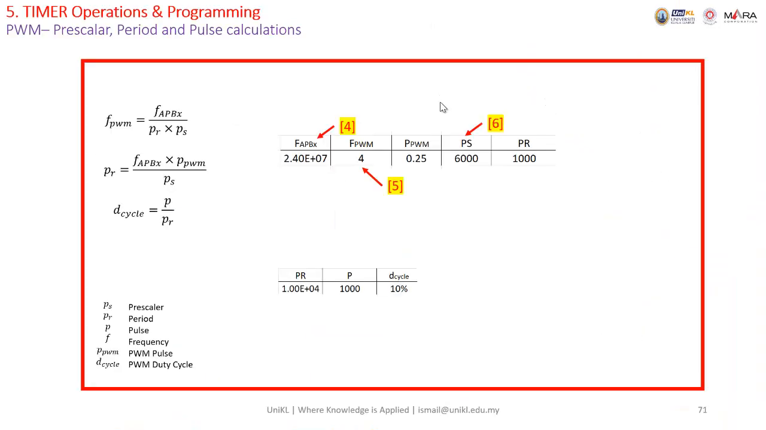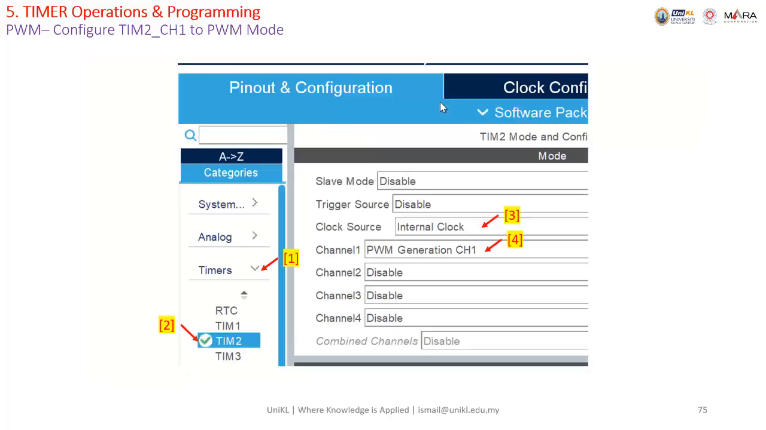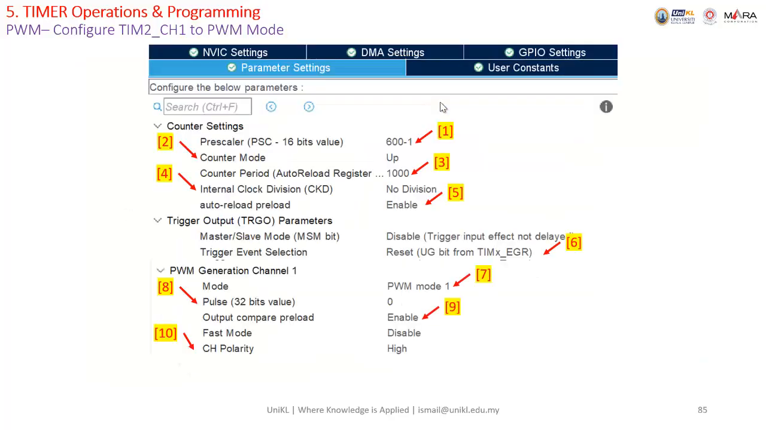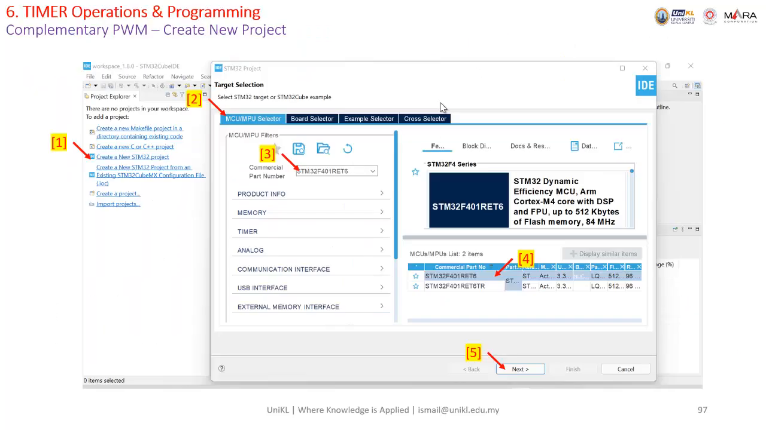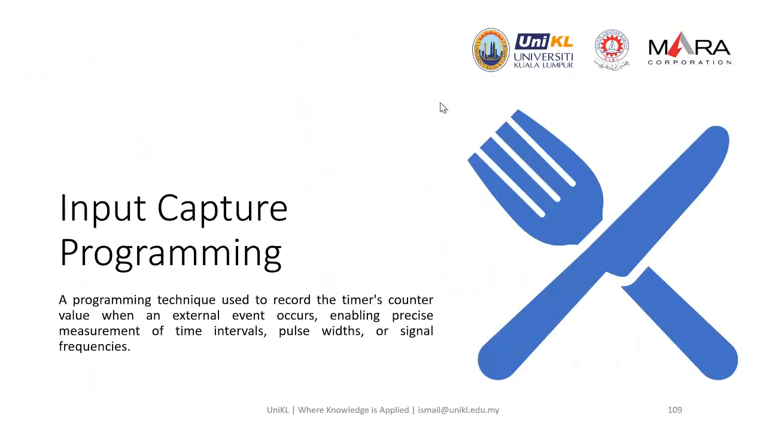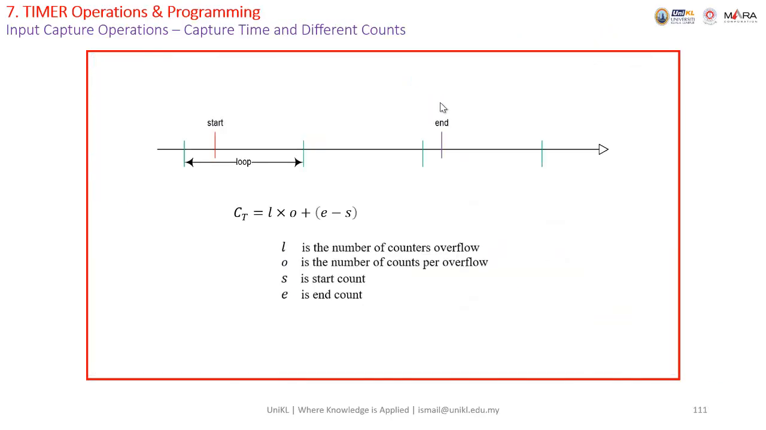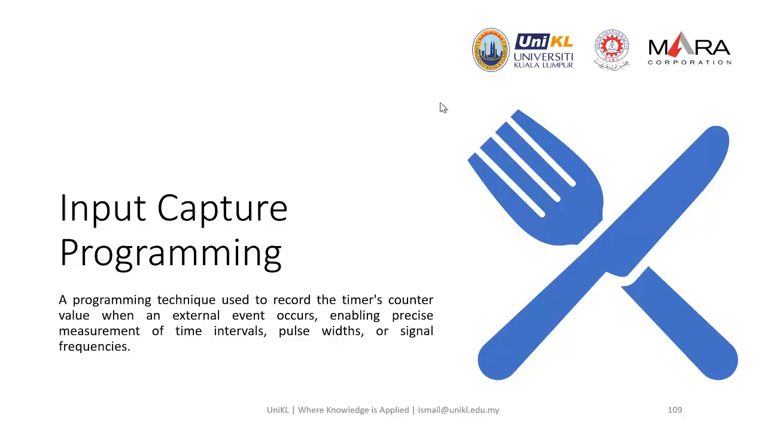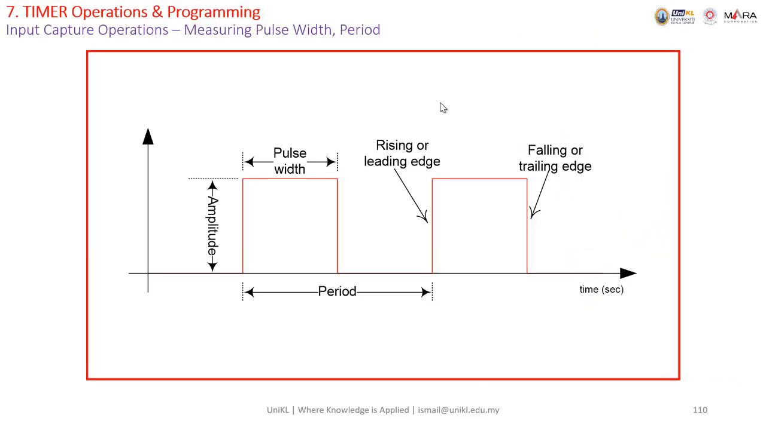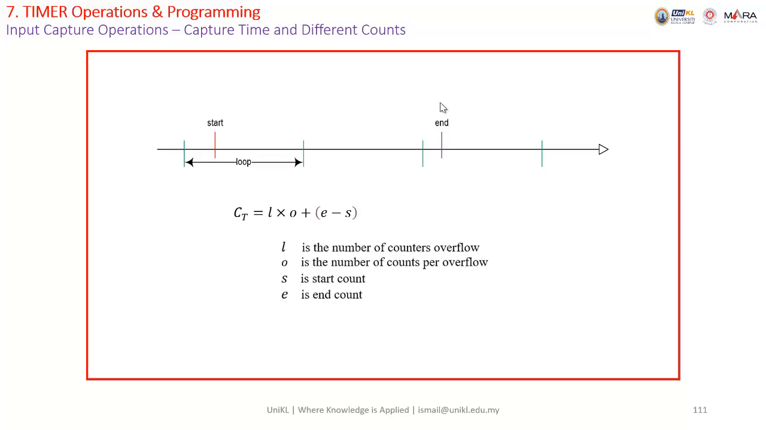Then PWM. And the last one that we have is the input capture mode. In the input capture mode, we can have first rising or falling. Then here you see when we start, we have a loop, and then we have the end.